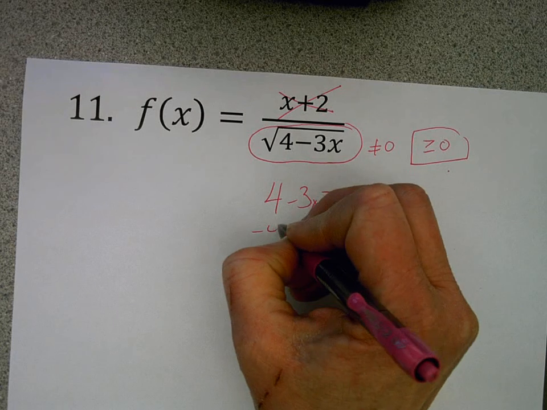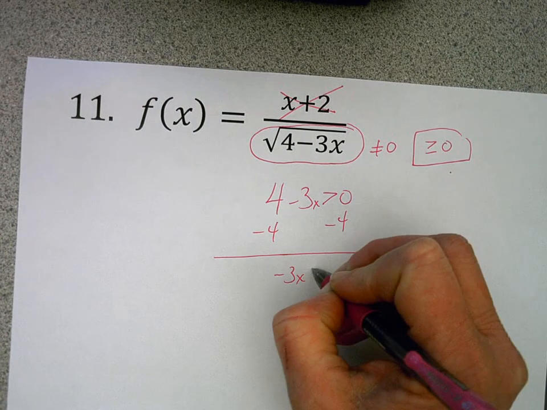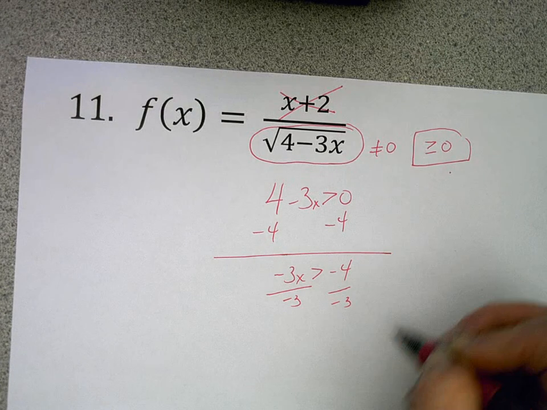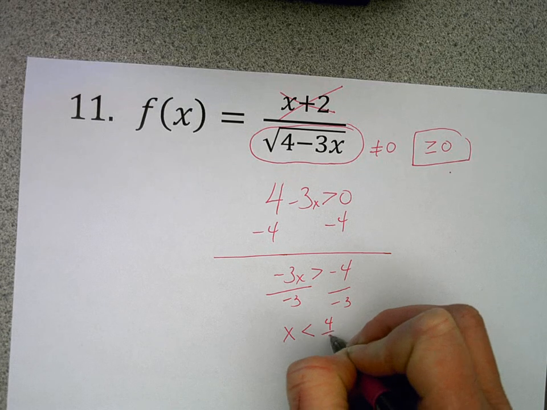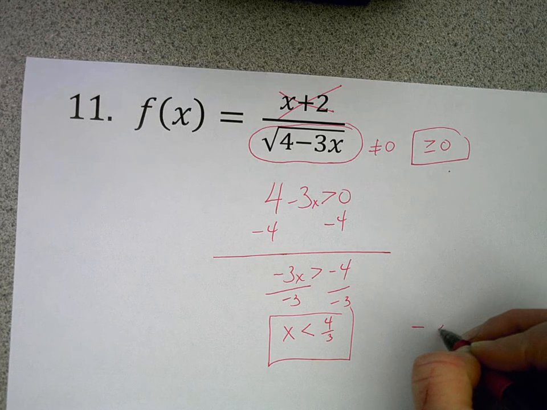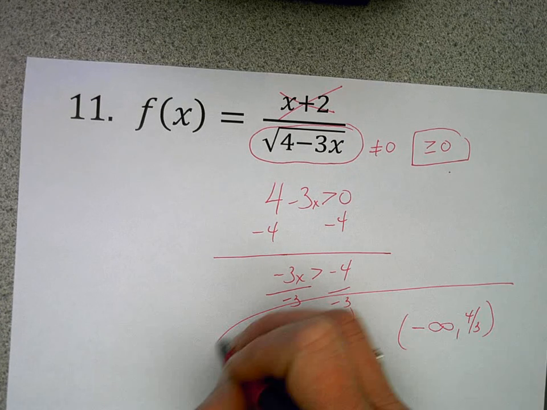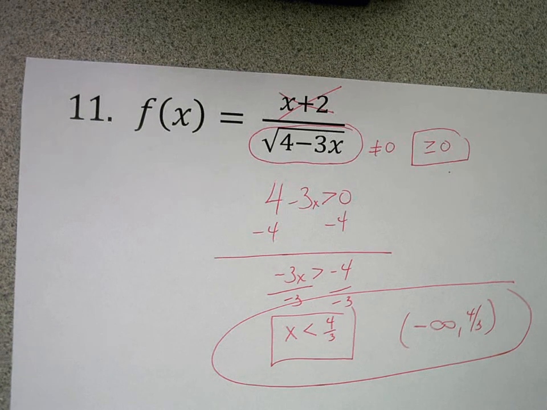So just going to solve this. Negative 3x is greater than negative 4. Divide by negative 3. Many of you on the last test forgot to flip. Divide by a negative, you flip. And so you could put this answer, or this answer. Okay? So there are some questions where you got to think about both situations.